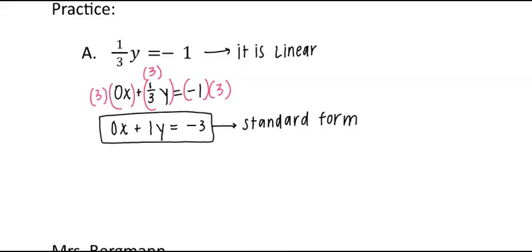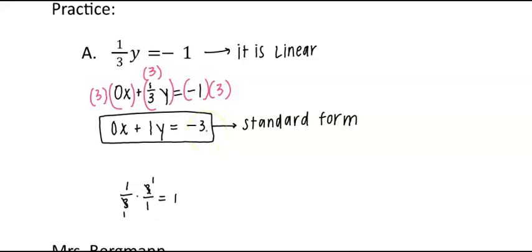What you can do to fix that is multiply by whatever the number in the denominator is. So we'll multiply it by 3. But you can't just multiply the y term by 3. You have to multiply every term by 3. 0 times anything makes 0, so we still have 0x. 1/3 times 3, if you need to go off to the side and write that down, it's like doing 1/3 times 3 over 1. The 3's can reduce by 3, so you end up with 1y. And then on the right side, you get equals -3.